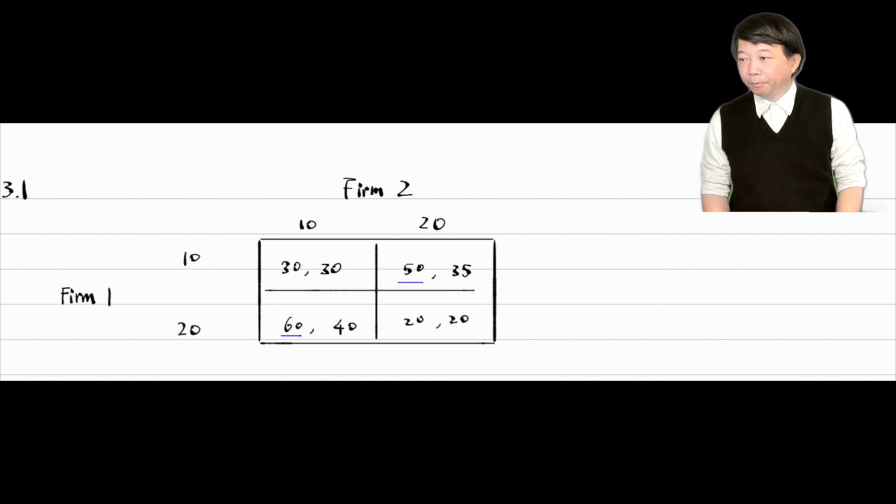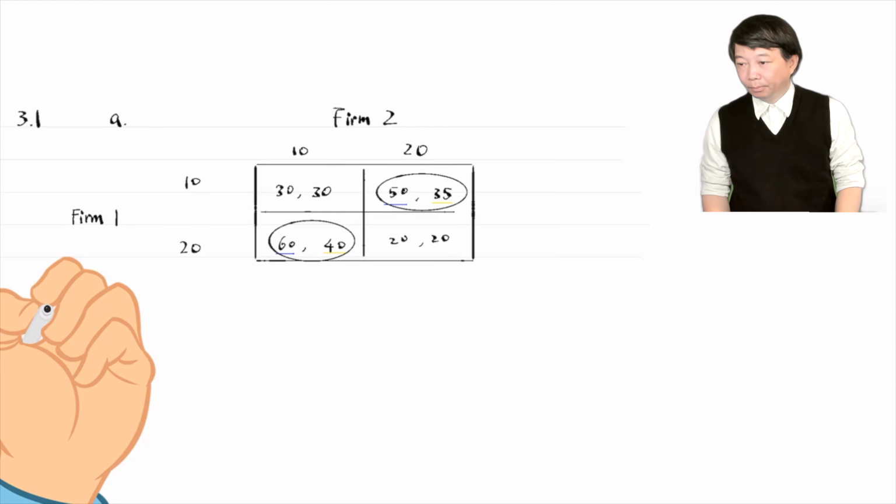Next, we find firm 2's best response to firm 1's actions. Given that firm 1 chooses 10, firm 2's best response is to choose 20. Given that firm 1 chooses 20, firm 2's best response is to choose 10. We underline the corresponding payoffs. We find two cells with both payoffs underlined. They are the outcome of the Nash equilibrium.